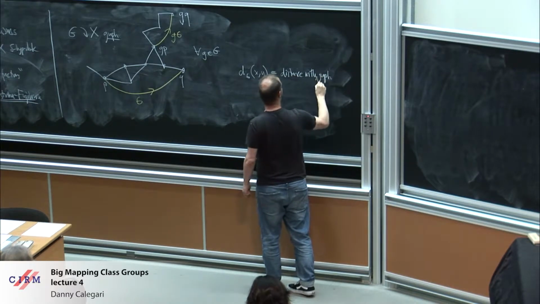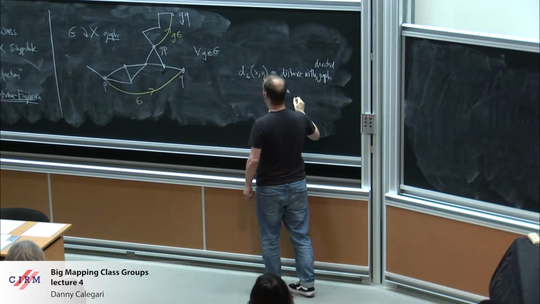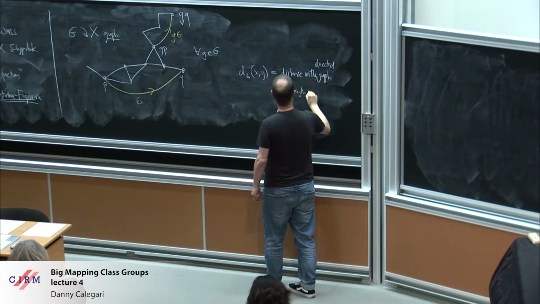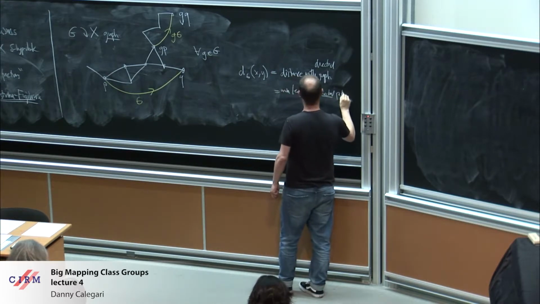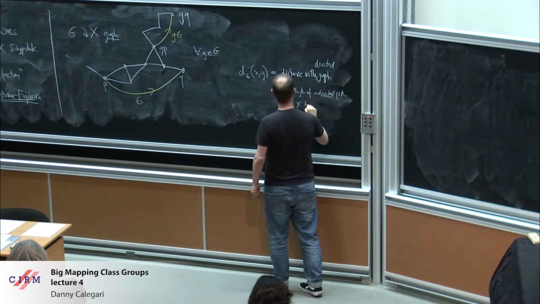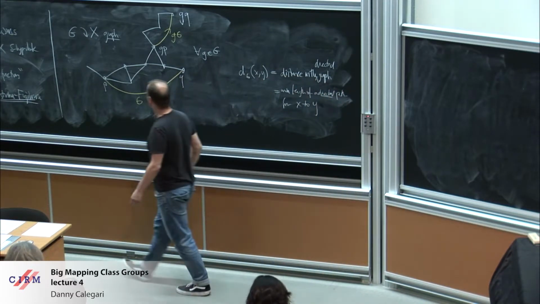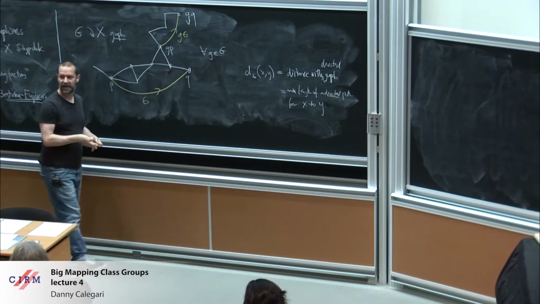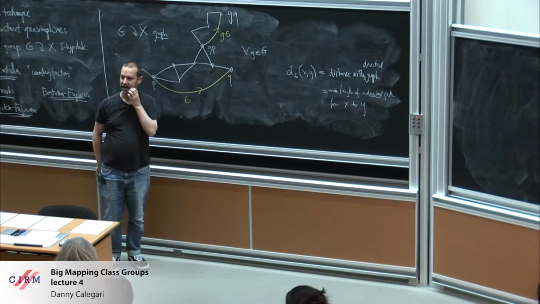Which is, now it's a directed graph, or partially directed graph, which is the minimum of the length of a directed path from x to y. And all that means is that if you want, you can go over this edge, and maybe that's a shortcut, but you can only go over it in this direction.